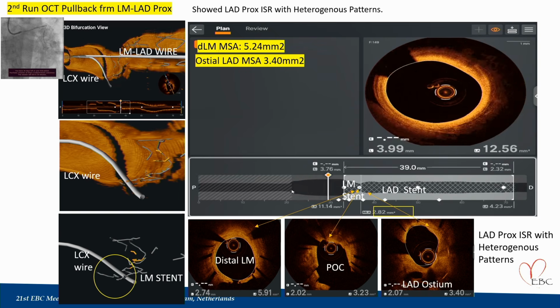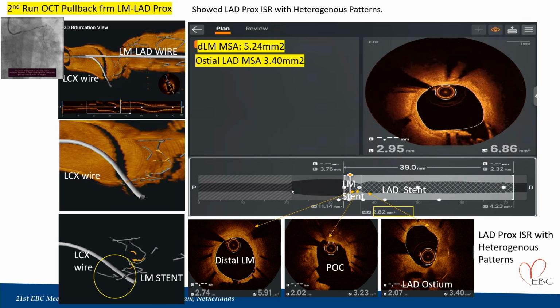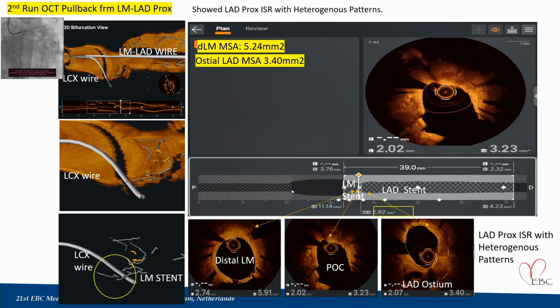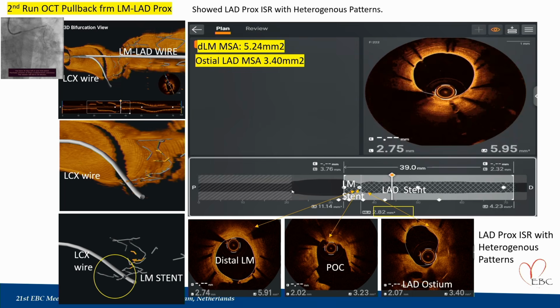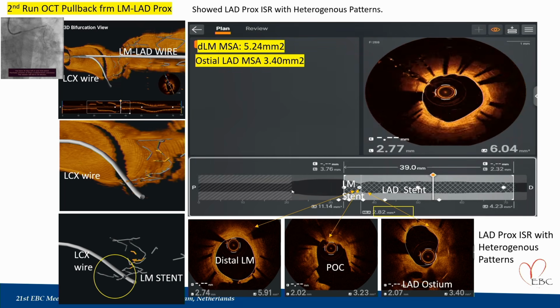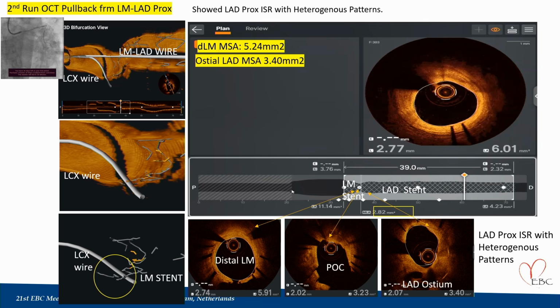Here we could see that distal LM MSA was 5.24 millimeter square. Ostial LAD MSA was 3.4 millimeter square with some thrombus overlying there, and a heterogeneous ISR was in the LAD. And the LCX wire was through the stent struts, so we were very clear that we can go ahead with the Culotte stenting in this case, and it was through the distal cell stent struts.